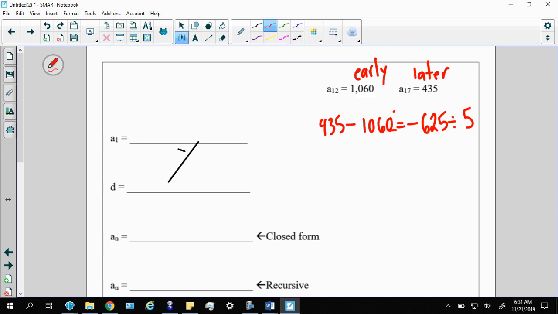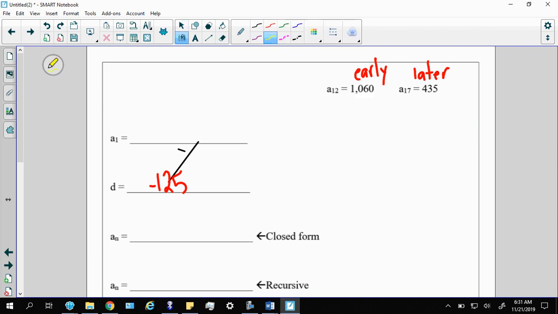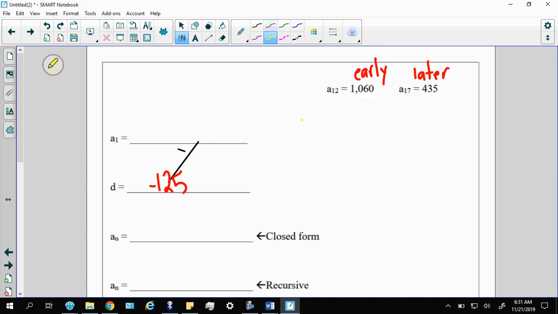All right, so my common difference is negative 125. So at this point, knowing that my common difference is negative 125, all I have to do is, again, literally the same exact thing, and that is A of n is equal to something plus something times n minus 1.